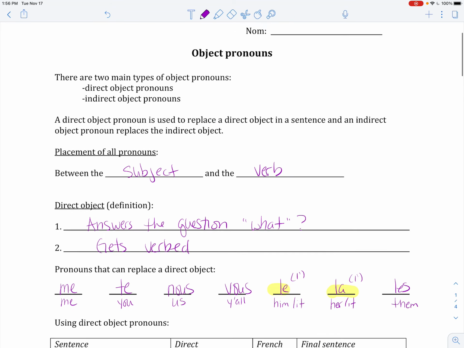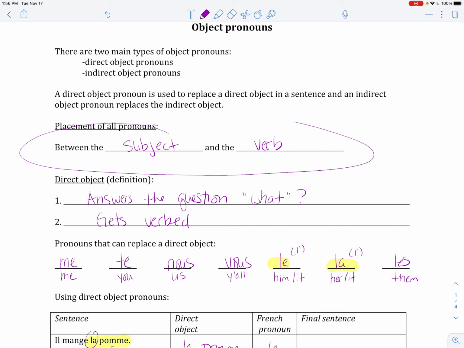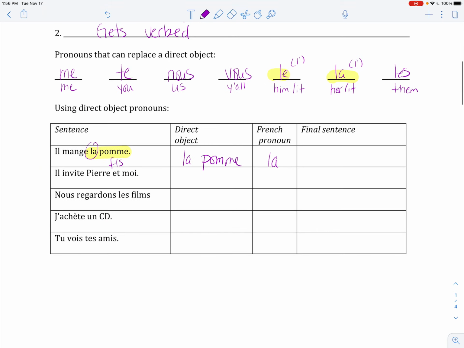And then based on what I said up here about the word order between the subject and the verb, we're not just going to put the la in the place of where la pomme was. It's not il mange la. We're taking the la and putting it in between the subject and the verb. Il la mange. He eats it in English. Yes, it looks like it eats, but just because the word order is different, it doesn't really change what it means.